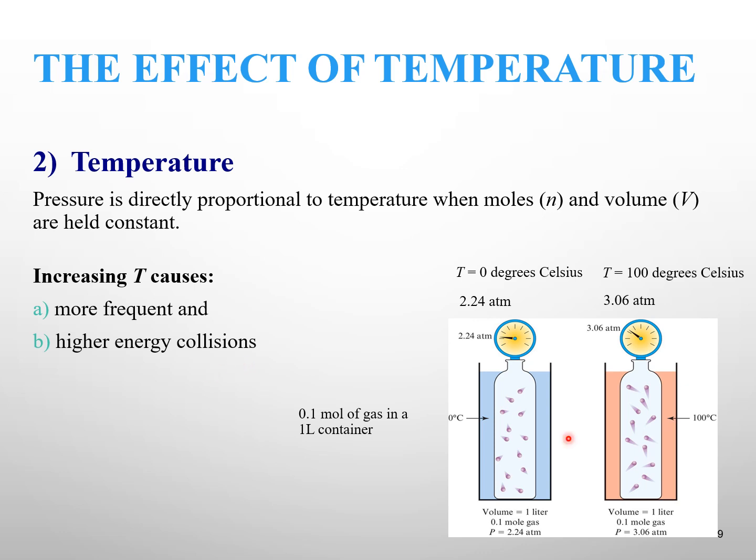So let's take a look here. At 0 Celsius when it's cold, the gases move a little slower. They don't hit the walls as often, so you have a smaller pressure in atm. And if you raise the temperature, they'll move faster, they'll hit the walls more often. You'll create a higher pressure right there. And this is assuming we keep our volume the same, 1 liter on both sides, and we keep the same number of gases.